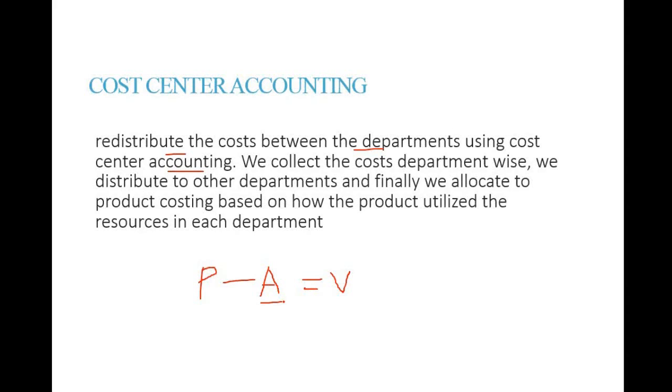Department wise, you can do planning. A department is nothing but a cost center here. We collect the cost department wise. What is the total cost of a particular production department? What is the total cost of a particular canteen department? And we distribute to other departments. The values are distributed to other departments based on how we are utilizing those departmental services. Finally, we will allocate to product costing based on how the product utilizes the resources in each department. That is what we are doing in cost center accounting.